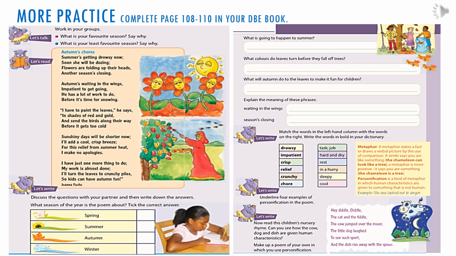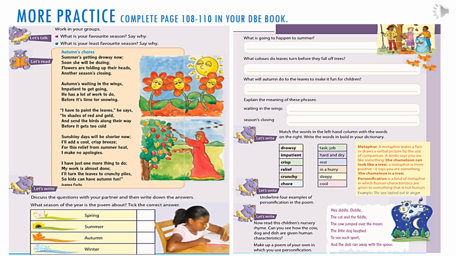"Sunshiny days will be shorter now. I'll add a cool, crisp breeze." That cool, crisp breeze is that little bit of air that when it hits your skin, you feel very, very cold. "For this relief from summer's heat." That means it's going to cool everything down and we're not going to be so hot anymore. "I make no apologies." And the last stanza.